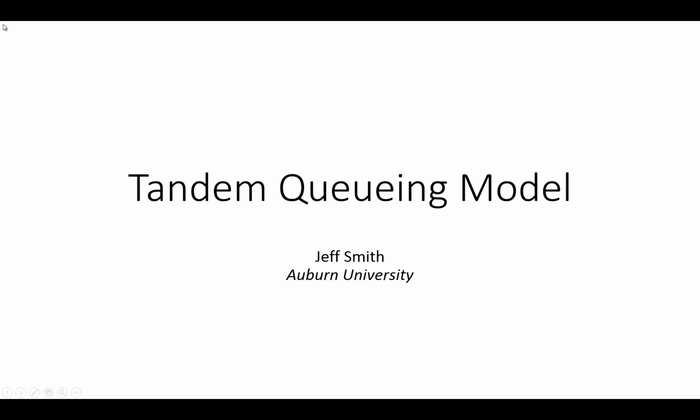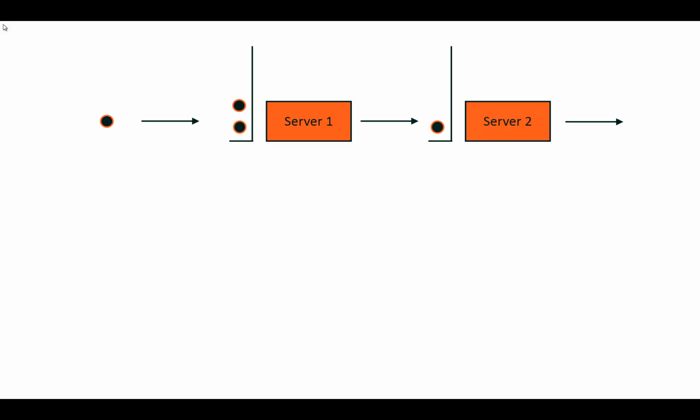In this video module, we'll be looking at building a tandem queuing model, and the system we're modeling looks like this. We have entities that arrive. They wait in line if necessary for server 1. They're processed by server 1. They are then transferred to server 2, where again they wait in line if necessary, and they are processed by server 2, and they exit the system.